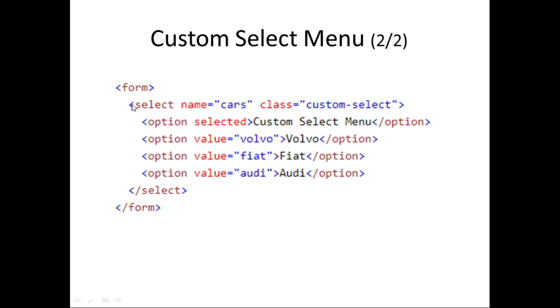So here we have the select /select. So we have the name, and what is important here is we place a class equals custom select, and then we have the options. So here, this is the default one. That's why it's selected first. And then we have here the values. That means if we choose this one, the value will be this. If we choose this, the value will be this one.